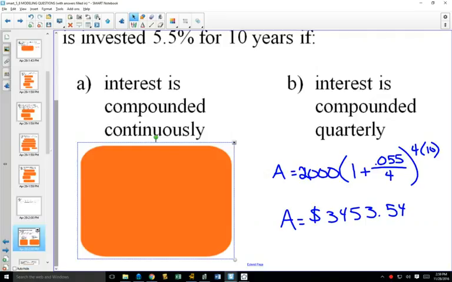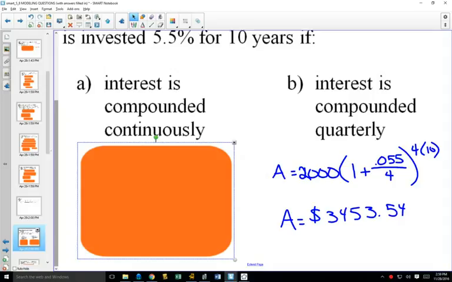So now if we were going to do that continuously, that means every second, or even more than every second, the bank is putting a tiny little bit of money in your account, and you will be making interest on the next second off of that money that they put in.